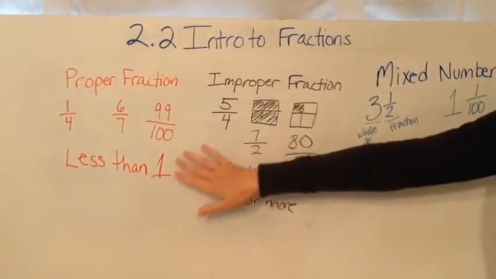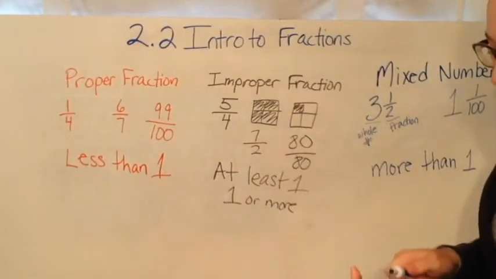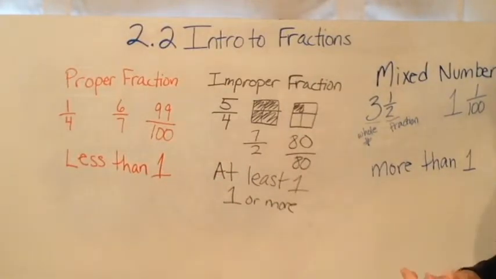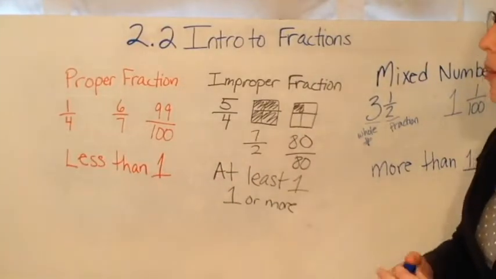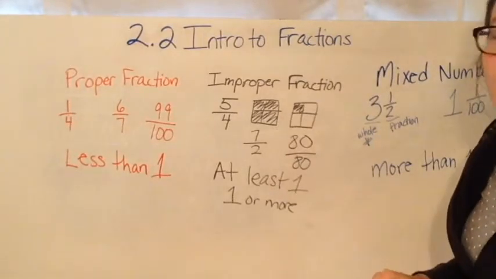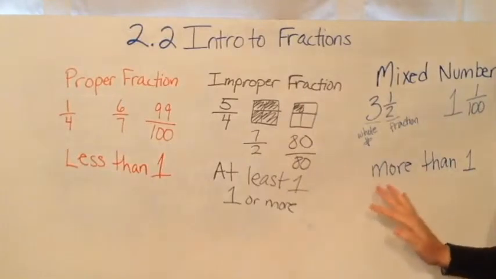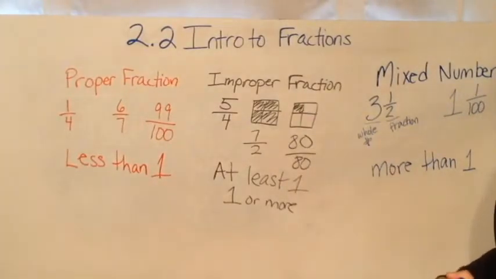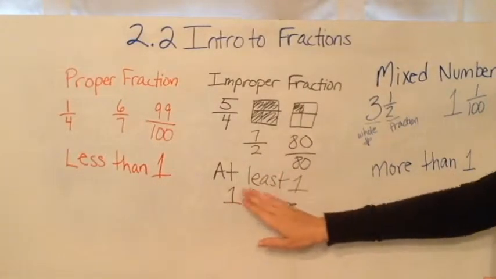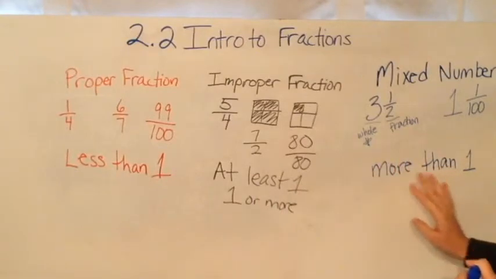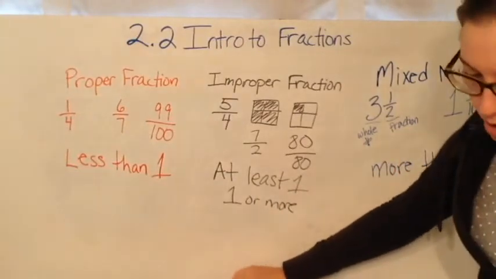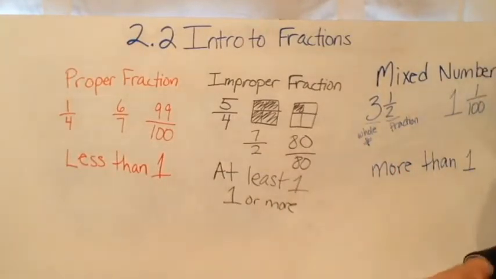Now, proper fractions are kind of on their own because they are less than 1. They have to be less than 1 no matter how we write them, no matter what they look like. They're not the whole thing. But improper fractions and mixed numbers are occasionally interchangeable because they are at least 1 or they could be more than 1.